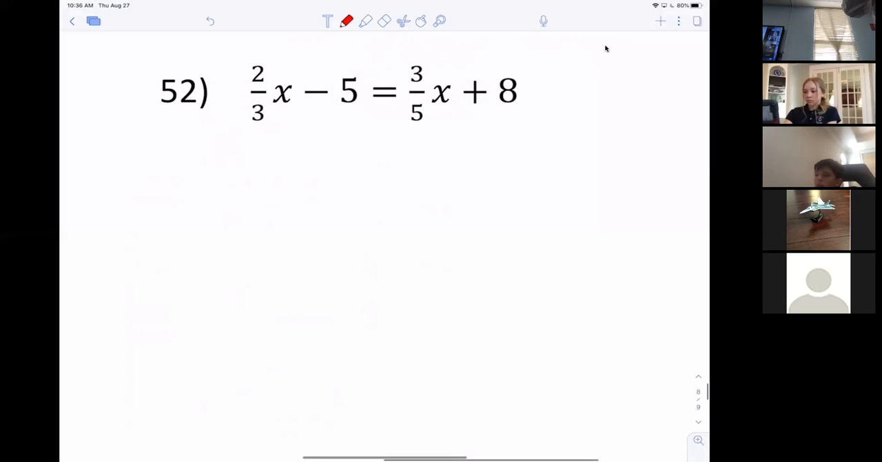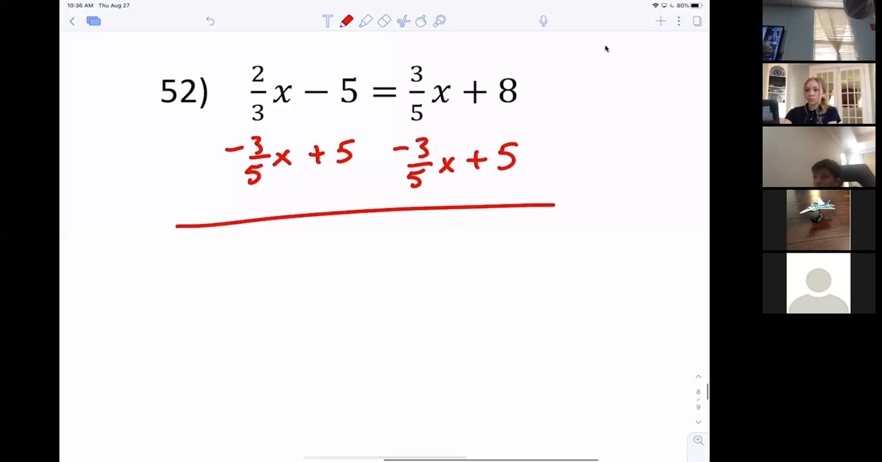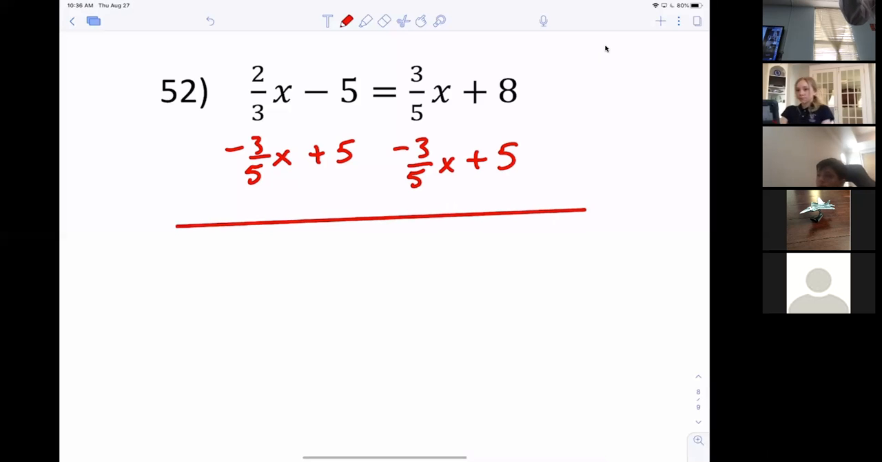I'm subtracting 3/5 x. Subtracting 3/5 x. Adding 5. Adding 5. That should be step one. We are not multiplying by the reciprocal until the variable is isolated. You first have to group the x's together and group the numbers together.